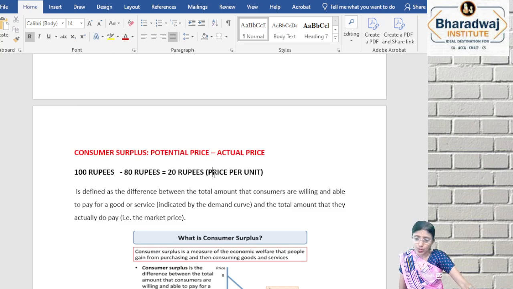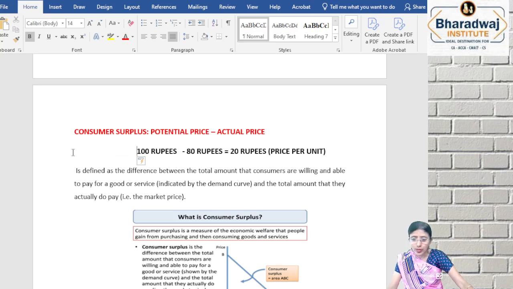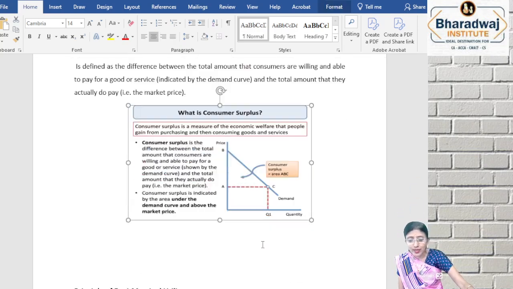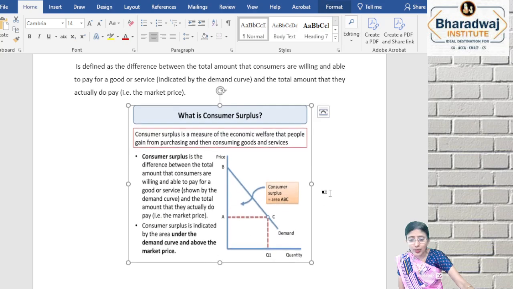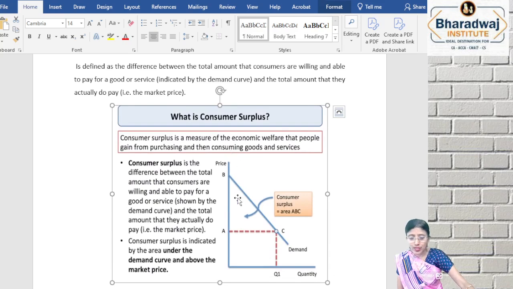Potential price minus actual price. What is the potential price? Price which a consumer is willing to pay. I was willing to pay 100 rupees. Okay. But the actual price was 80 rupees. So I gained 20 rupees. Now have you seen a diagram of consumer surplus? This is how it will look. Therefore only I said you can have a look into it. See, in this part, your consumer surplus area is this, A, B, C. If they give a chart and ask you which is your consumer surplus, this is where your 20 rupees fits in.